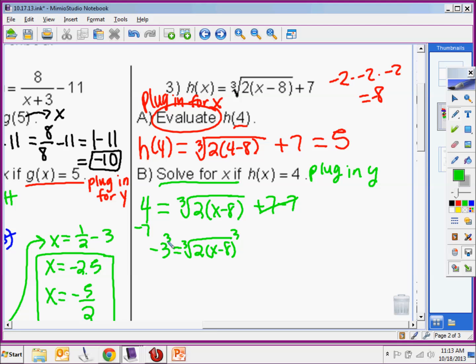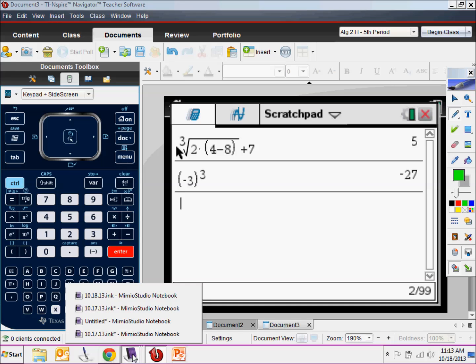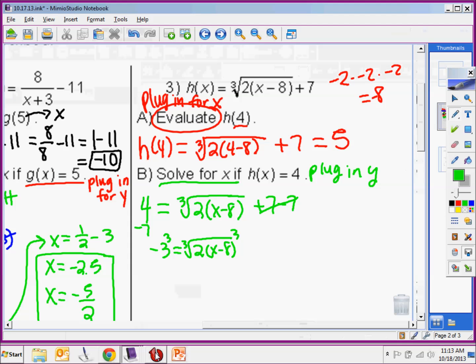So what is negative 3 cubed? Negative 27. If you do not know what that is, you go to the calculator. You put parentheses, negative 3, caret, cubed, and I get negative 27. Okay? So I have negative 27 equals 2 times x minus 8.